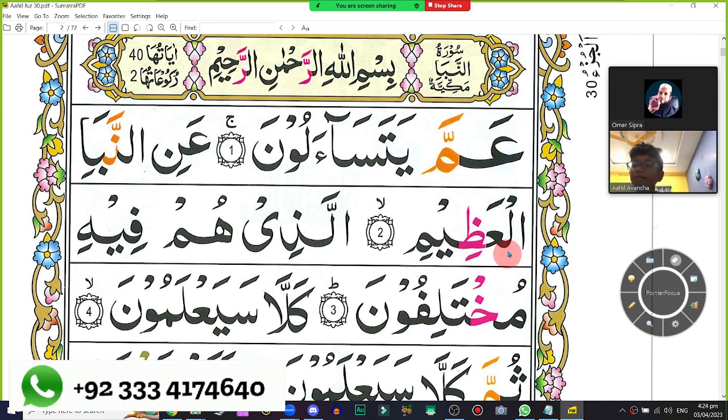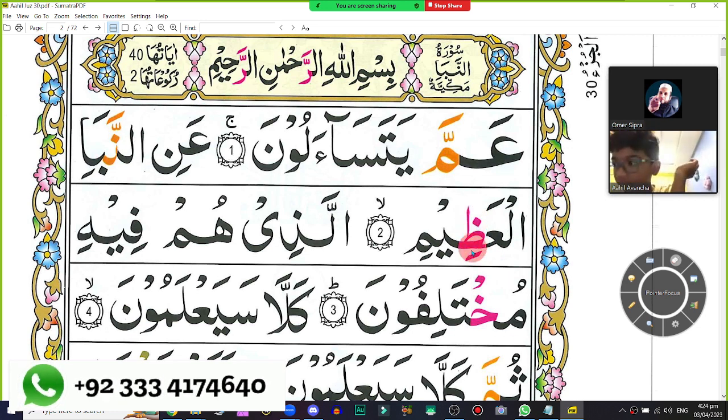Which letter is this? Aleph. All right. What about this? Aleph. Which one is this? Lam. Which one is this? Ain. Yeah, good job. Which one is this? Zo. Okay. Make the law more softer.